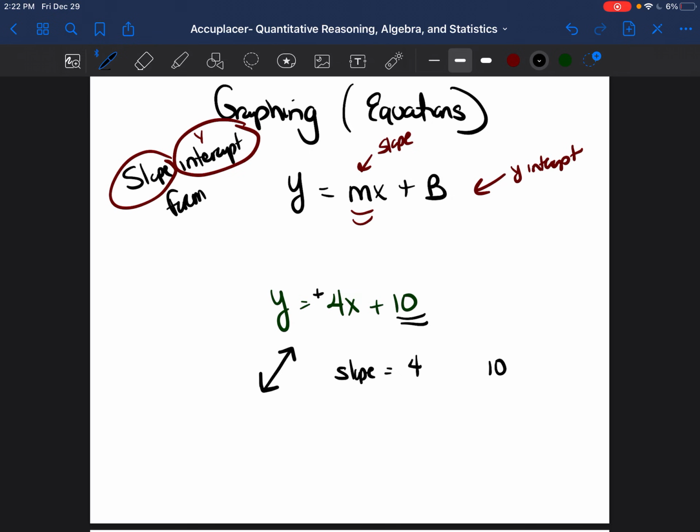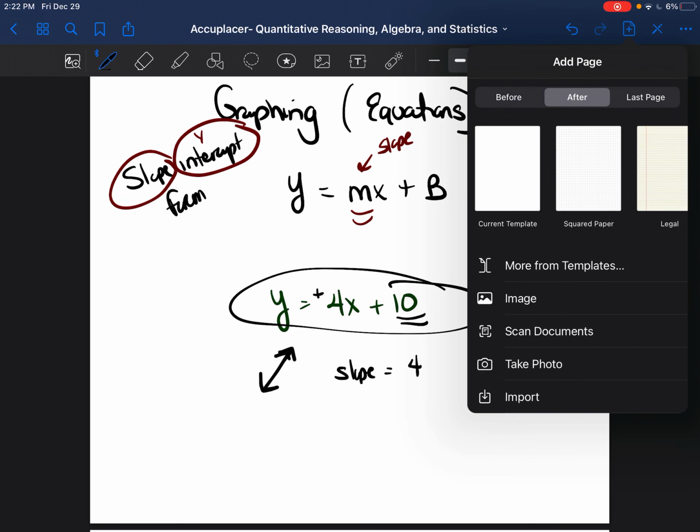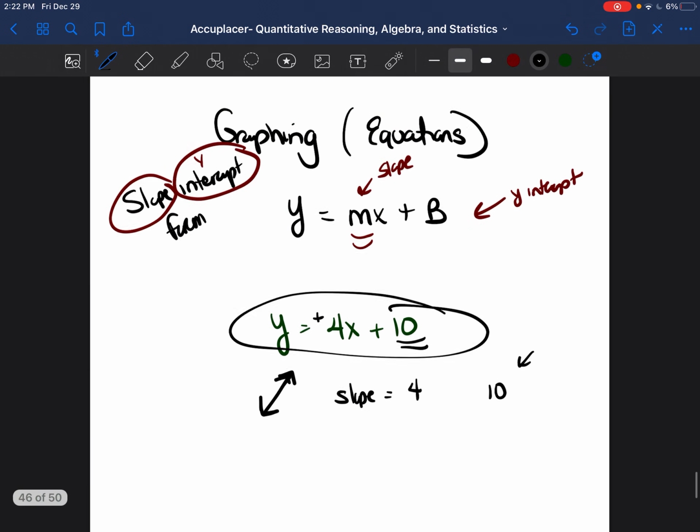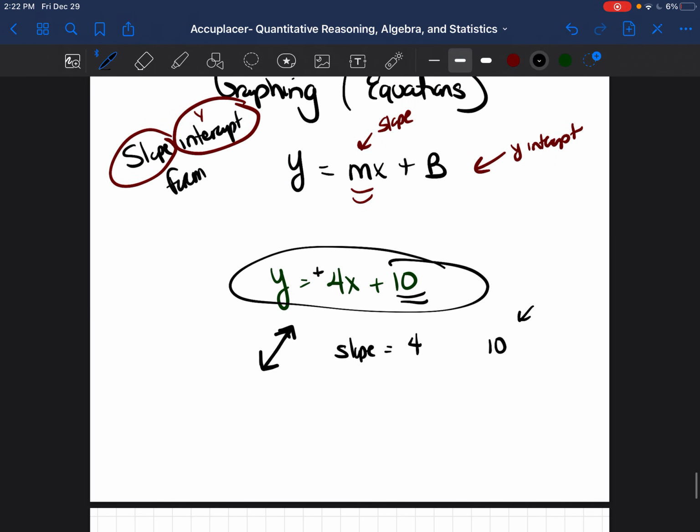Okay, so by looking at this equation, I know that my line is going upwards. I know I have a slope of 4, and I know I have a y-intercept of 10. What does this all mean for me? The first thing I like to do with the slope is, if it's not in a fraction form already, I like to make it a fraction. You can make any number a fraction by putting it over a number.